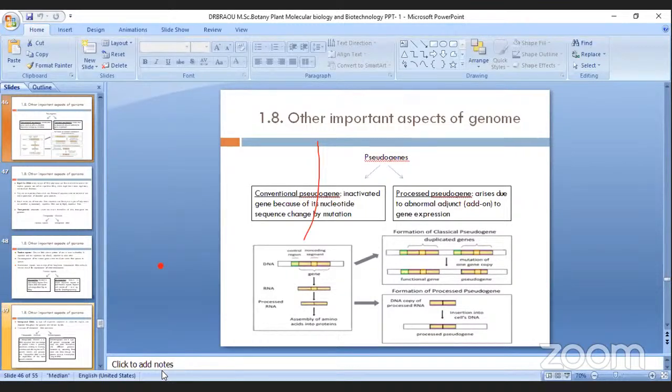What is a processed pseudogene? This arises due to abnormal add-ons to the gene expression. So there might be some abnormality with add-ons to gene expression, and you find processed pseudogenes. Here you can see the formation of classical pseudogenes and the formation of processed pseudogenes. By add-ons, you find processed pseudogenes, and by mutations in the nucleotide sequences, there is production of inactivated genes, causing conventional pseudogenes.